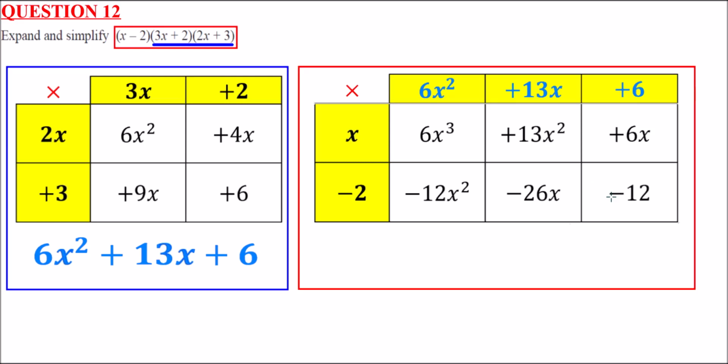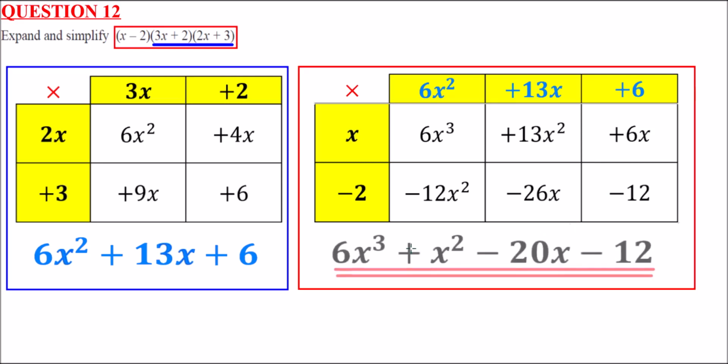We can now simplify this down fully as well. We've got 6x cubed. 13x squareds, take away 12 of them, leaves us with just 1x squared. 6x's, take away 26 of them, gives us minus 20x. And finally minus 12. So our fully simplified final answer is 6x cubed plus x squared minus 20x minus 12.